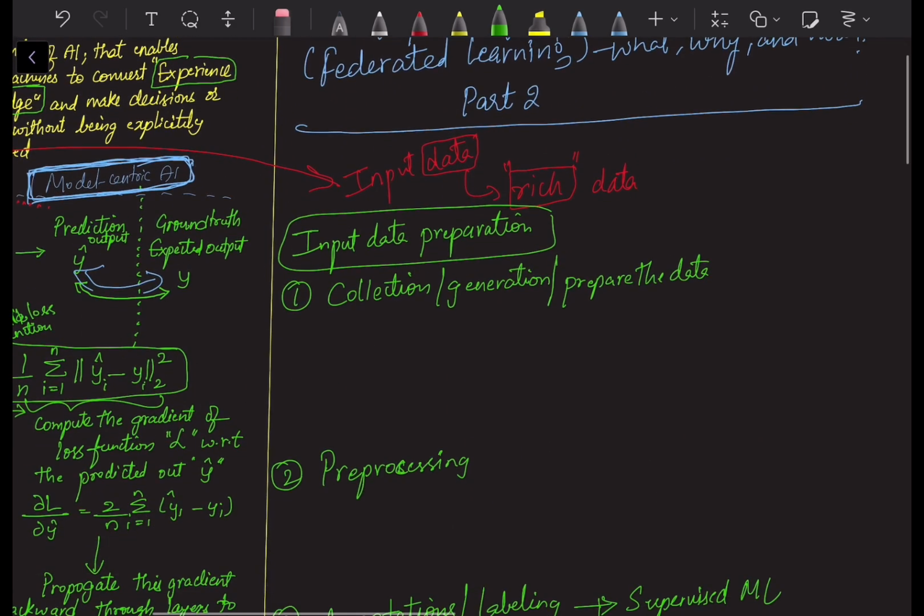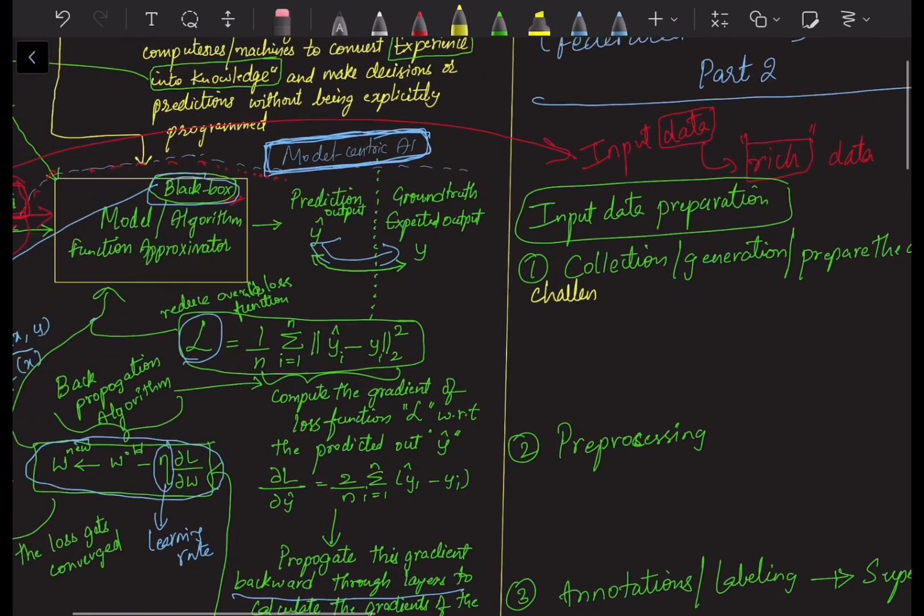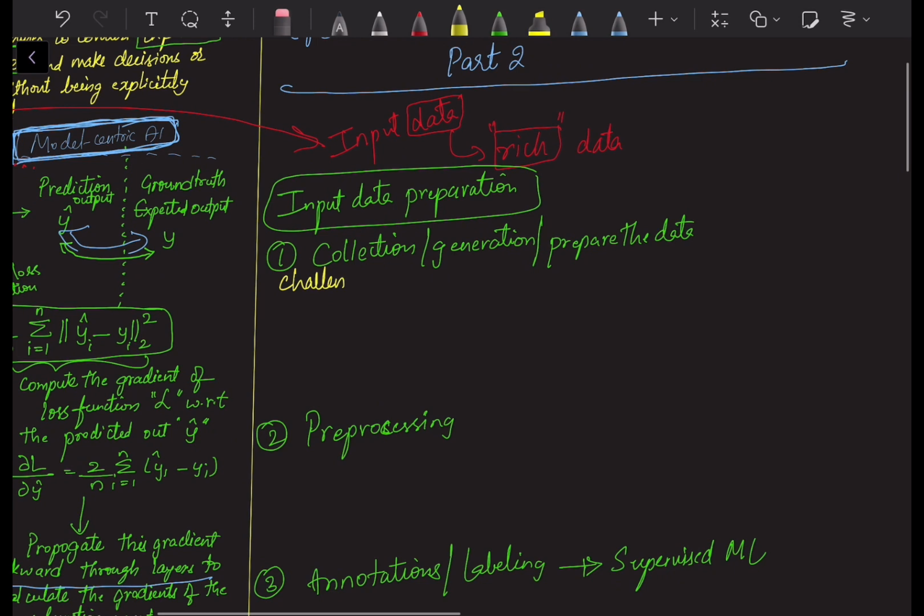Now we'll go step by step through what challenges are involved in each of the steps, and what existing methods or methodologies are currently available to overcome those challenges. So first, in the data collection and preparation stage, the challenges here can be unavailability of data.